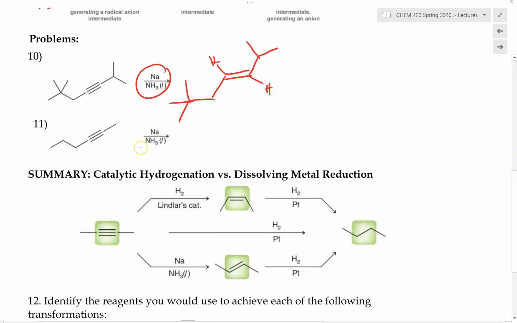And similarly, when we take this reactant on problem number 11 and treat it with sodium in the presence of ammonia, we'll be able to convert this triple bond into a trans double bond as well. So in this case, the methyl group will be added on one side, and the propyl group will be added to the other side, and the two hydrogens being added right here.